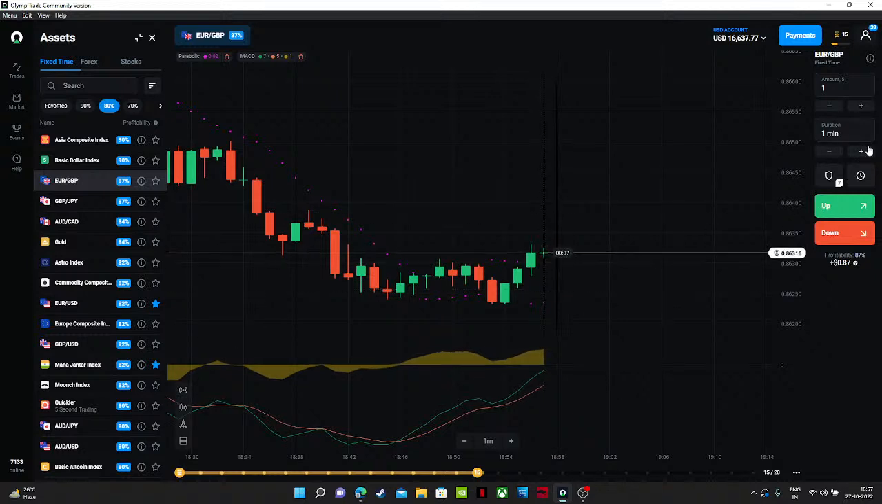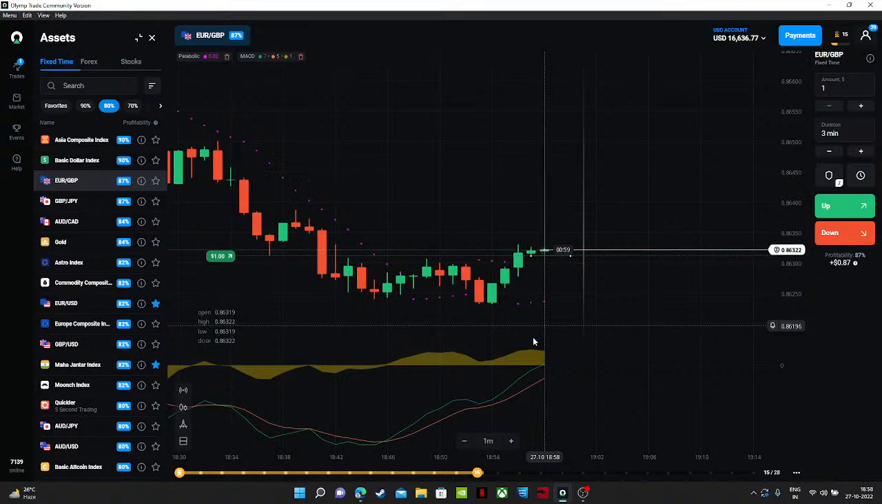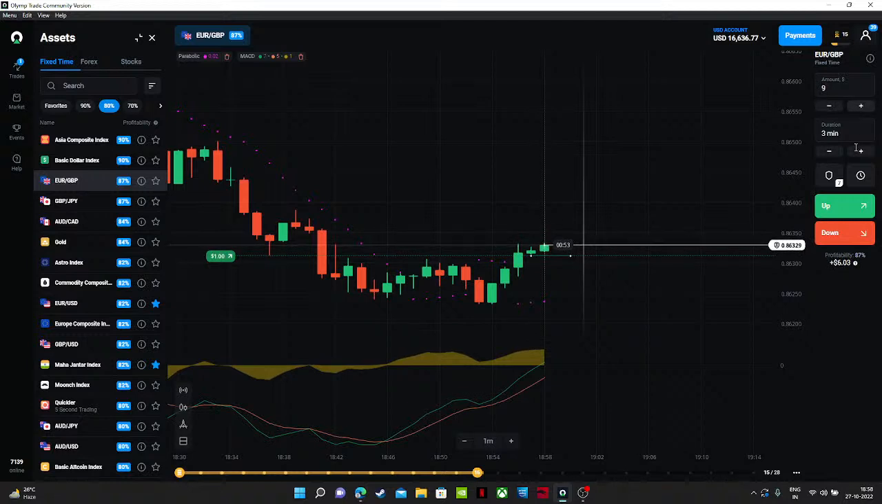In Euro GBP, the parabolic has shifted below the candle. The MACD cloud is above zero, so we can enter into an upside trade here. The time duration I have set for the trade is 3 minutes. Let us make one more trade, increasing the amount and increasing the time frame here.